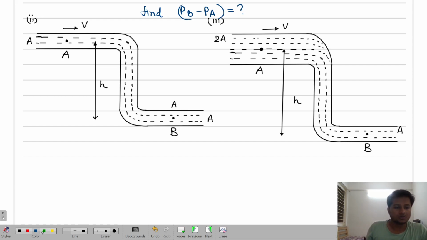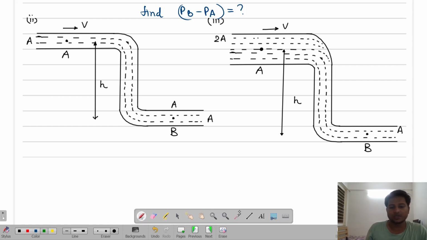Achha. So what we can do? We can simply apply the equation of continuity, isn't it? So A1 V1 is equal to A2 V2. That means this is also V only, isn't it? So apply your Bernoulli. You just consider this as a reference line. That is much easier to understand.